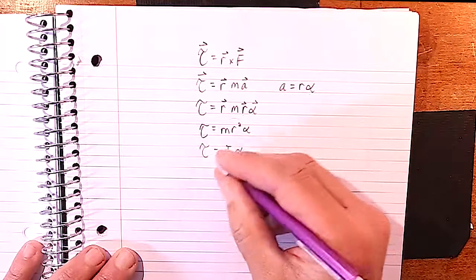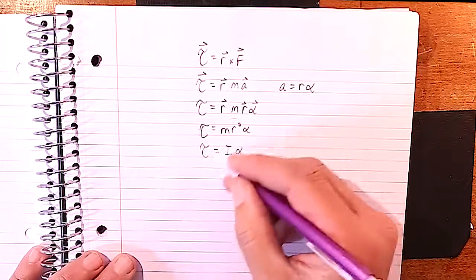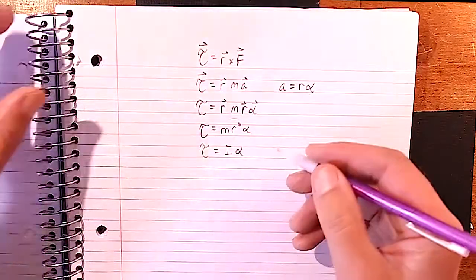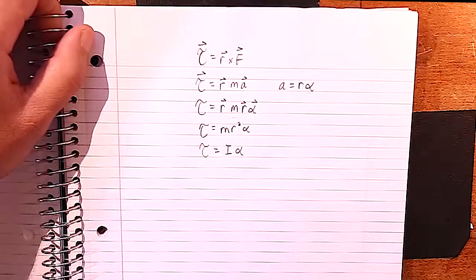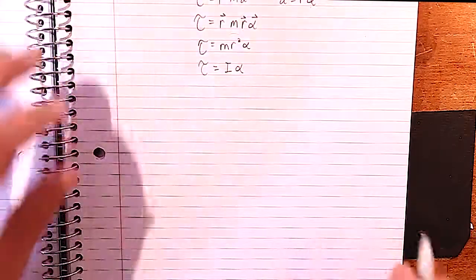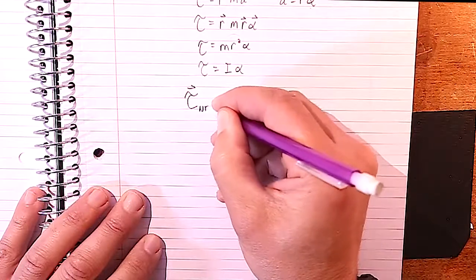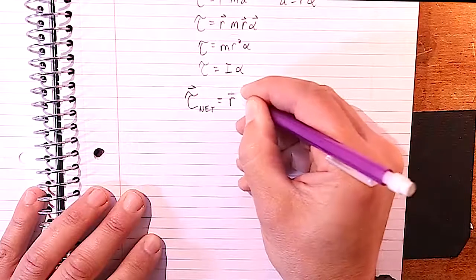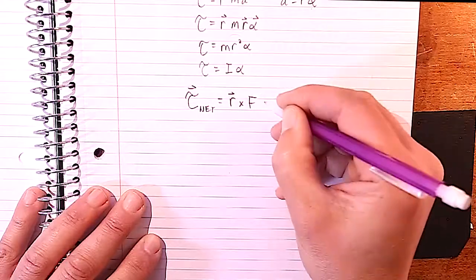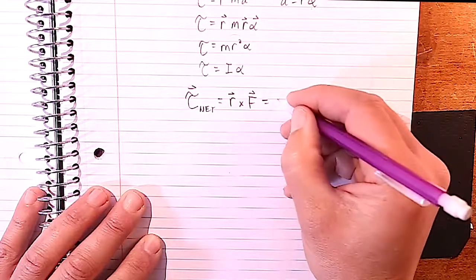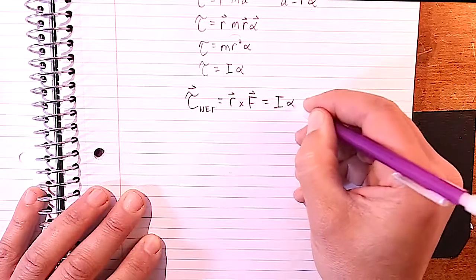So now we can use this expression no matter what I we have. We could do this for a disk or a sphere or a hoop or whatever we want. So the full definition of net torque is defined as r cross F in that order, which is also equal to I alpha.